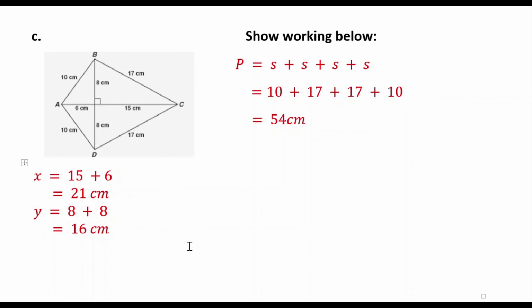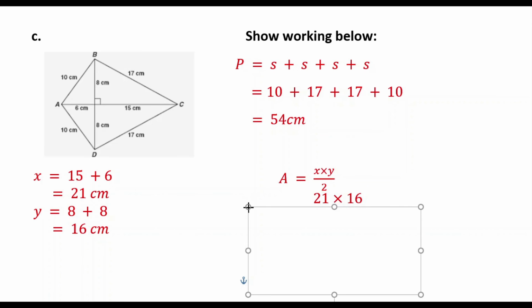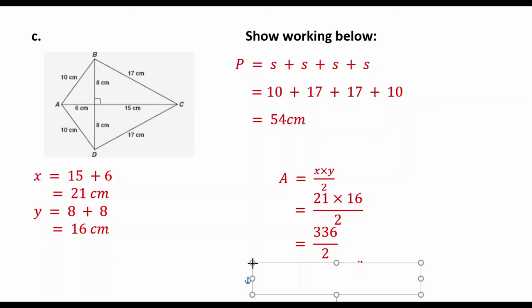So I'm just going to show my working to show how I got my x and y. Then I'm going to put my formula of area equals xy divided by 2. That's my first line. And the dot means multiply. I could have had a multiplication symbol there, or a dot. Now, x times y means 21 times 16 divided by 2. And if I use my calculator, 21 times 16 is 336 divided by 2. And finally, my calculator will tell me that when I divide 336 by 2, I'll get 168 centimeters squared. So the area is 168. The perimeter is going to be 54.